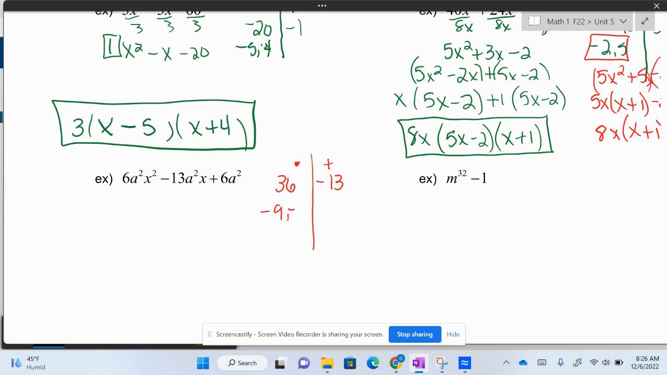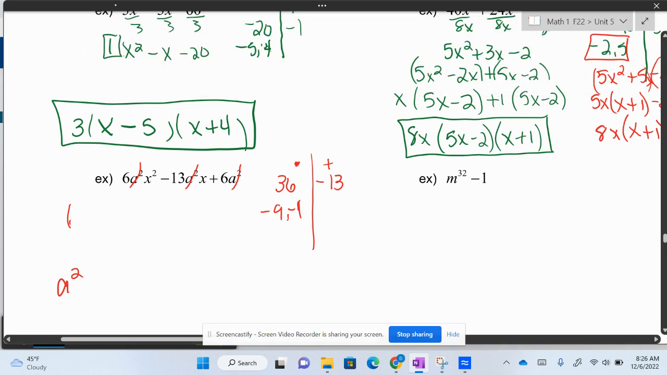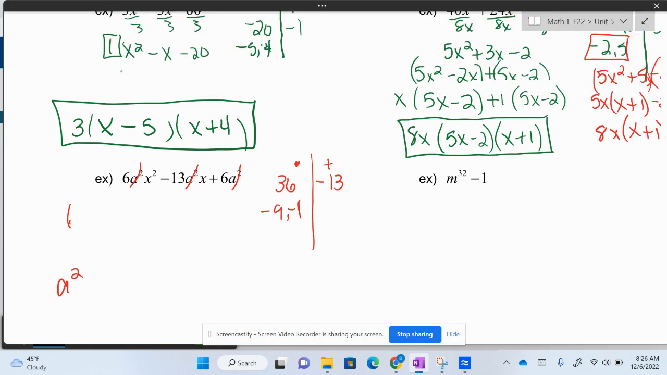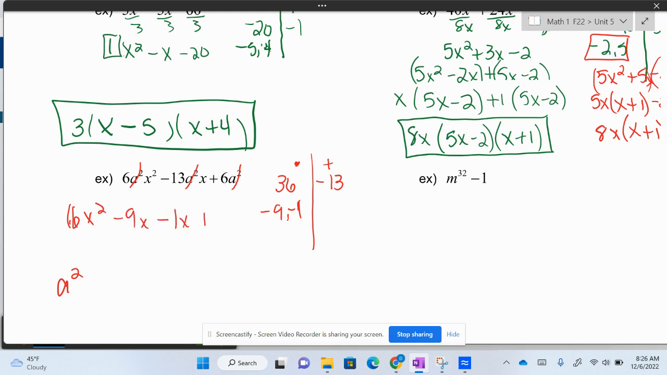Yeah, negative 9 and negative 4. Good job. So 6a, we actually have an a squared and everything, right? We're going to take out an a squared. I lied. Okay. So that leaves me with, let me erase that. So it leaves us with 6x squared minus 9x minus 1x plus 6.